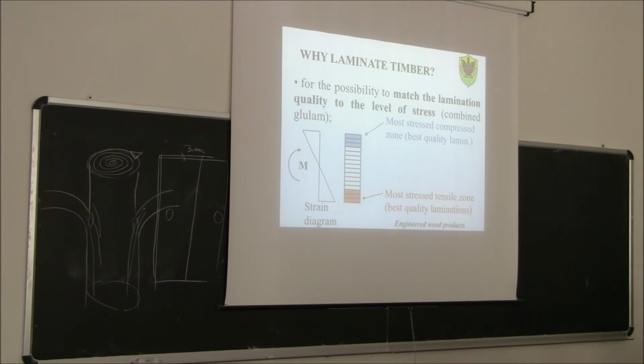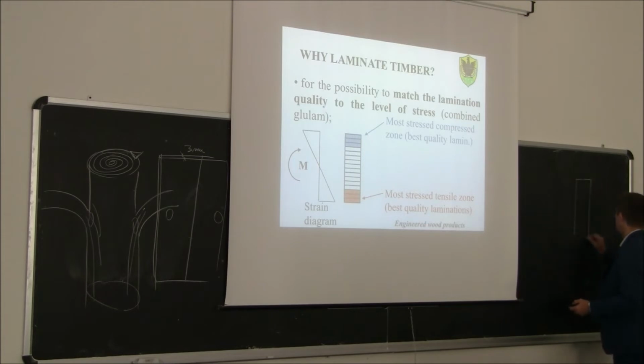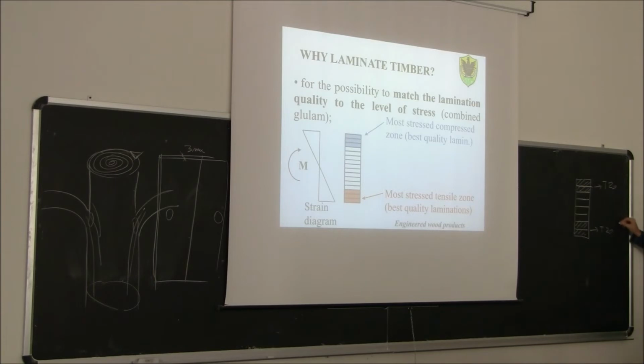So combined glulam, for example, is made of planks, so I could do something like this. I say, okay, here, these two, T20, these two, T20. Just to remind you, T20 means that the characteristic tensile strength is 20 megapascal, and here in the middle, T15, for example, the lowest strength.